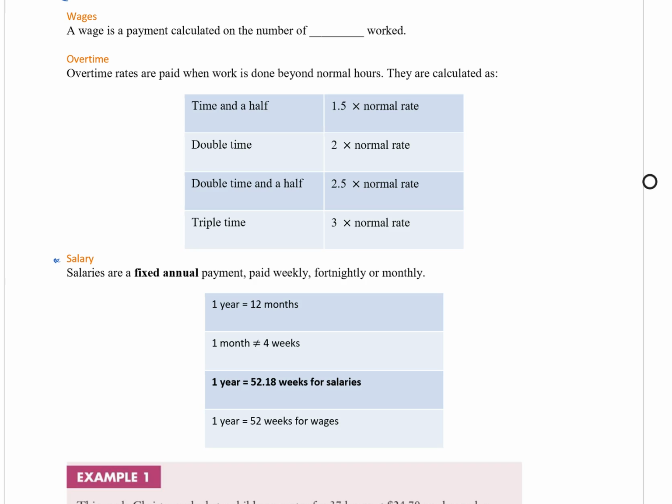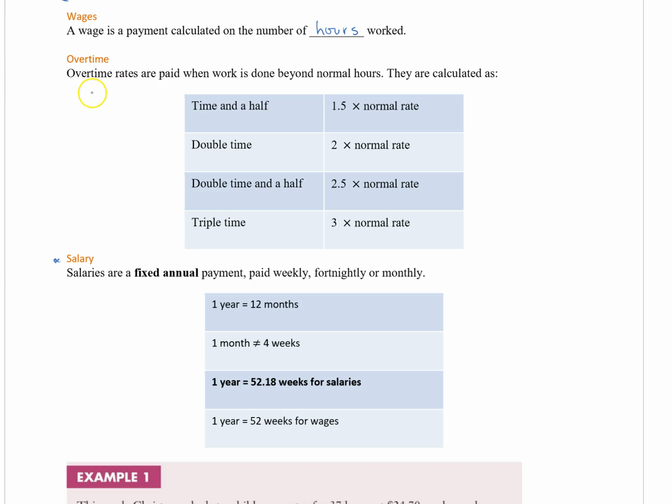A wage is a payment calculated on the number of hours worked. Now, most of you who have part-time jobs at the moment, you know your wage is calculated based on how many hours you work, and it will vary from week to week. Those weeks where you don't have quite as many hours, you've experienced a smaller payment. Your wage is less.